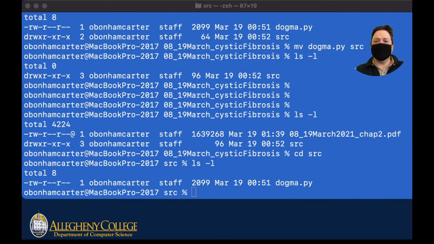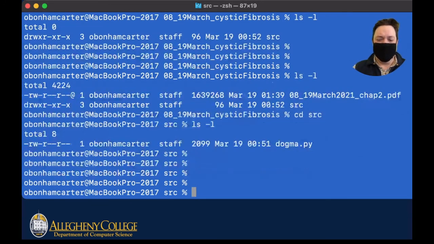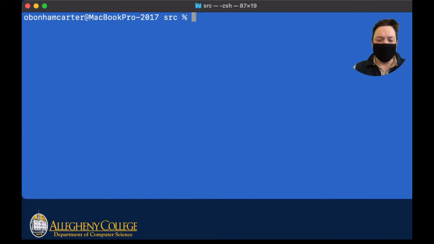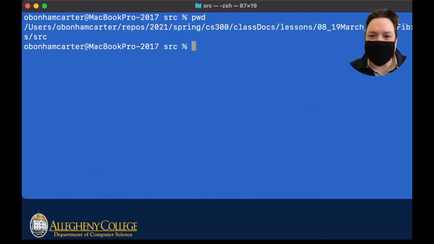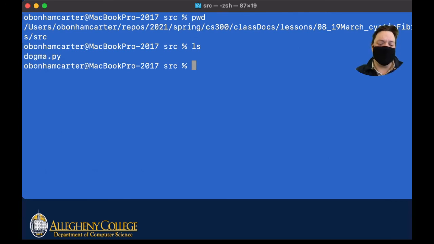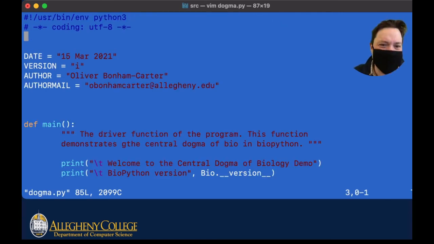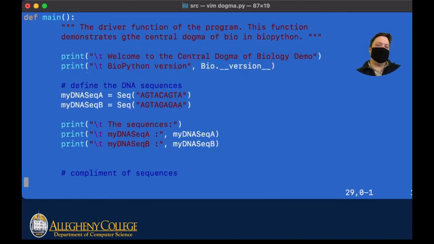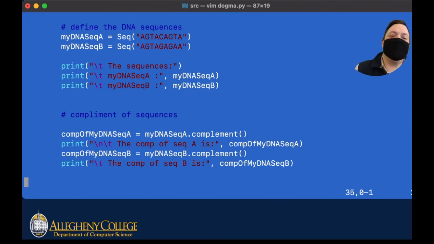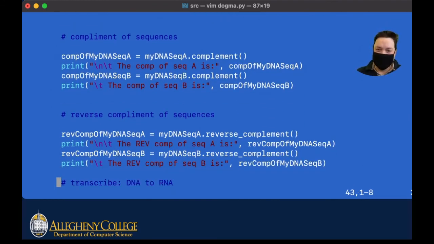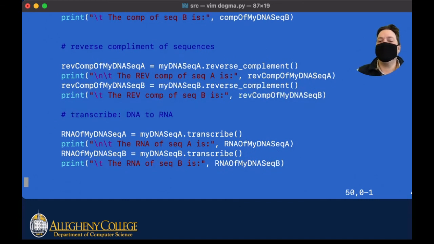This is the terminal inside your class docs, lessons 08, the 19th of March, cystic fibrosis source, and inside here we have dogma. This was the file that we began working on in class last time. I've added a few things to it. I do hope that you spend some time looking over this code to convince yourself that this does work and to get an idea about how it works.